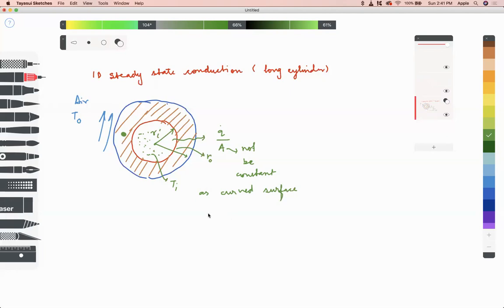As curved surface area increases. All right.